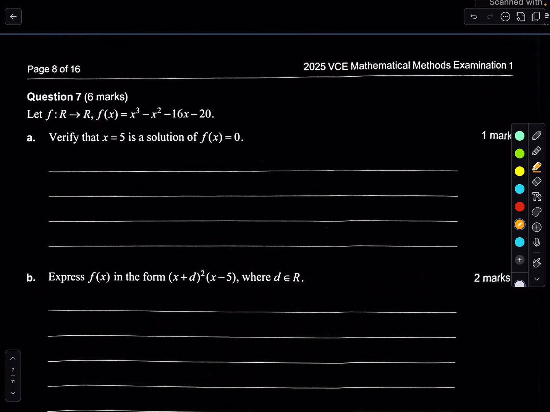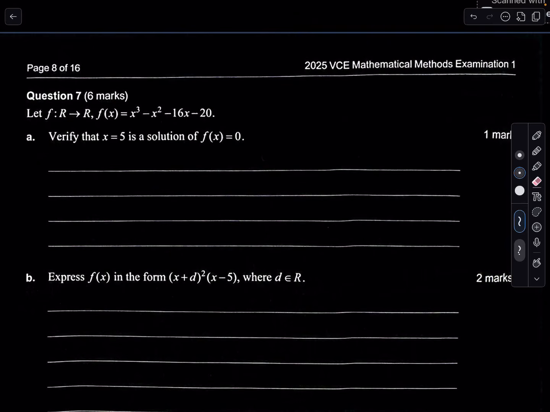Question 7. Let f have a domain of all reals, and this is f of x, which is basically a cubic function. Verify that x equals 5 is a solution to f of x equals 0. Very, very easy question. All we do is try to sub in 5, and if the function equals 0, then it is a solution. That's how you prove these types of questions.